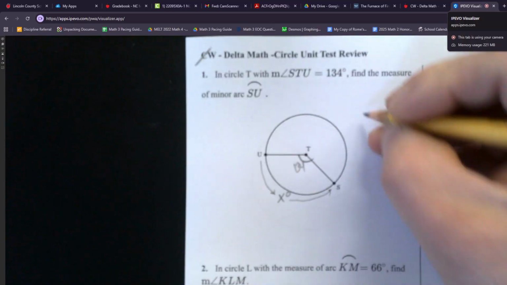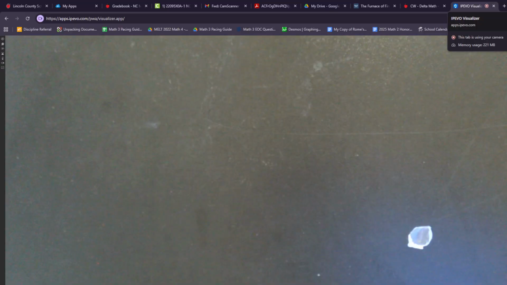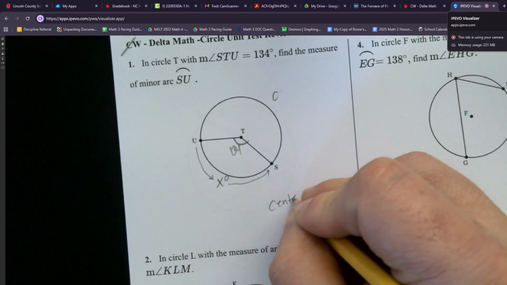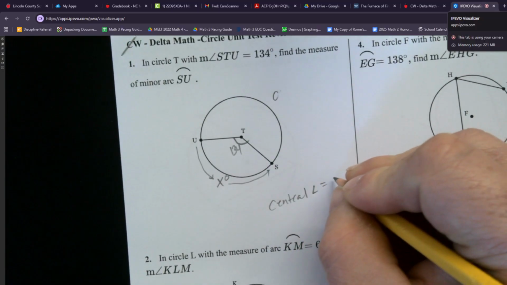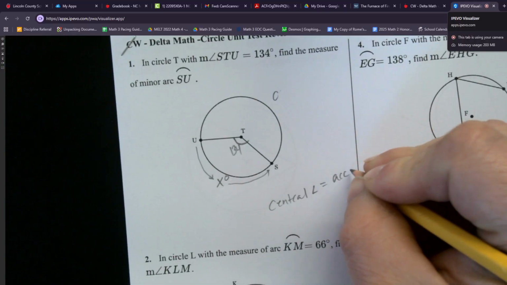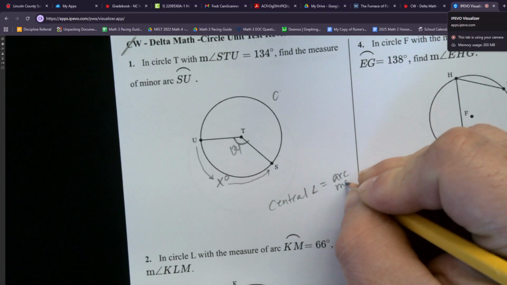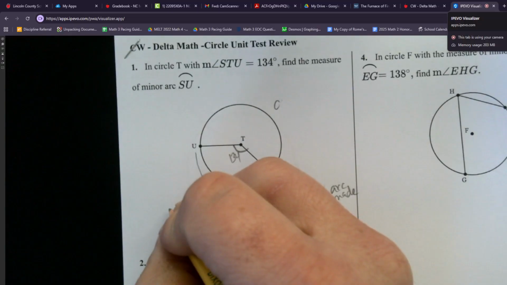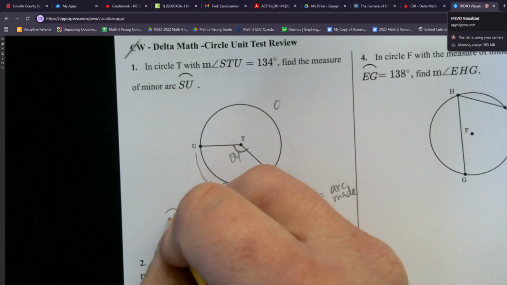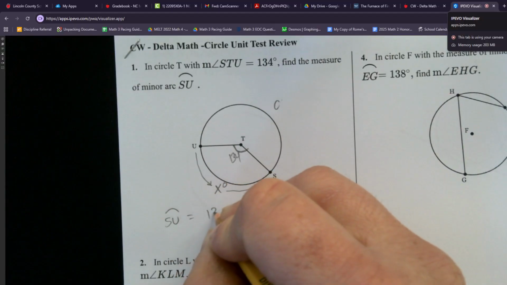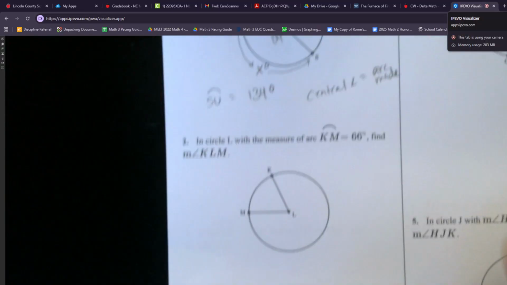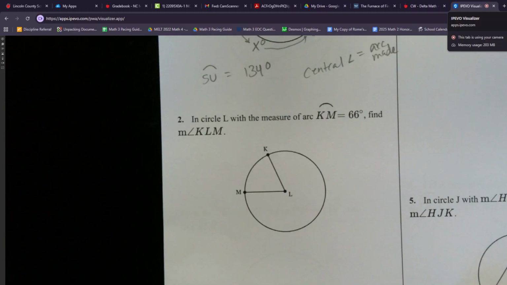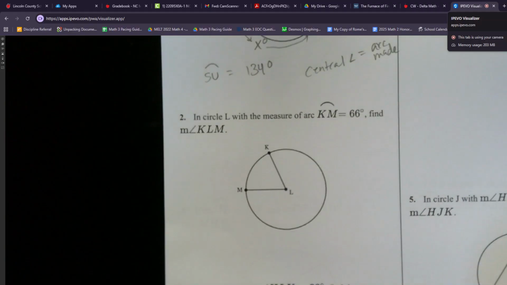All right, now remember, central angle is equal to the arc made. So if the central angle is 134, then the arc it makes, which is SU, is also 134. All right, in circle L with the measure of arc KM being 66, find the measure of KLM.